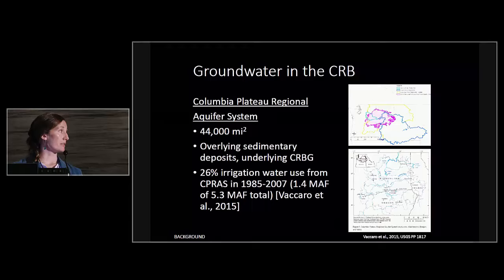The majority of the Columbia Plateau Regional Aquifer System is underlain by Columbia River basalt group units. There are about 7 main units in this aquifer system with some sedimentary deposits on top. The Grand Ronde is the main basalt unit that actually extends to thicknesses upwards of 16,000 feet. A recent USGS study found that about a quarter of irrigation water use in this aquifer system is derived from groundwater, with the remainder being met by surface water. So that's coming in at about 1.4 million acre feet on average over this time period.